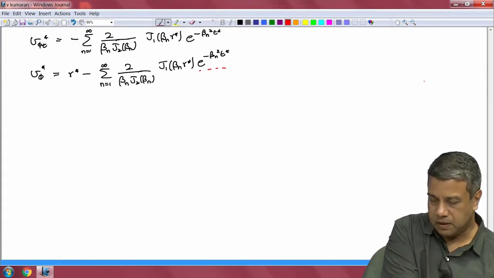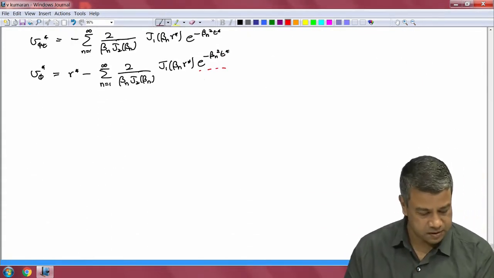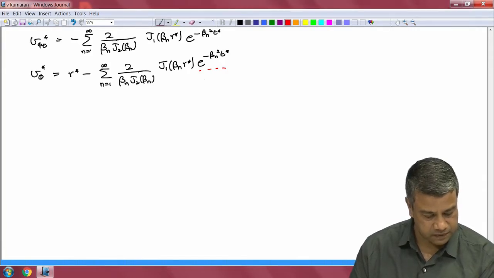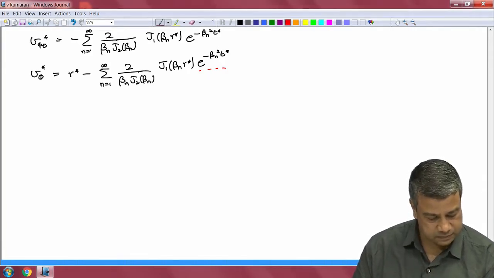And you can compare how many terms in the series are necessary to get a solution for a particular accuracy.